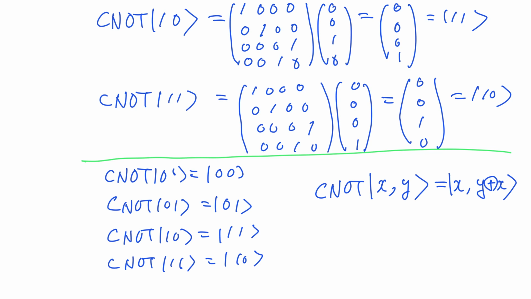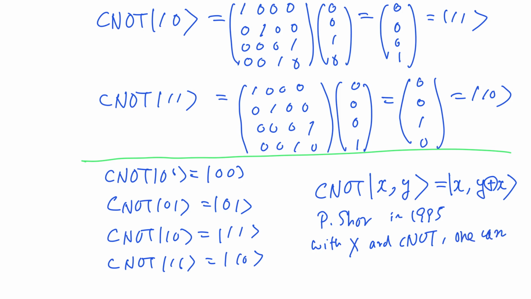So American mathematician Peter Shor in 1995 shows that with X and CNOT, one can build any quantum computing operations.